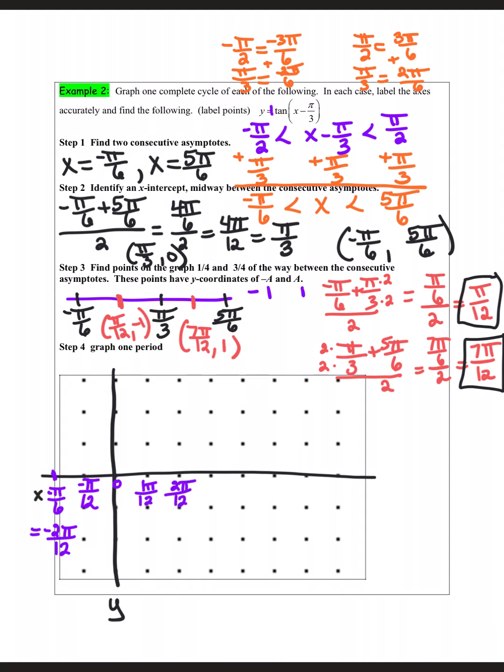And I'm not simplifying my fractions. 3 pi over 12. 4 pi over 12. 5 pi over 12. 6 pi over 12. 7 pi over 12. 8 pi over 12. And technically, if you remember, 5 pi over 6 is equivalent to 10 pi over 12. So I'm going to continue this until I get to 10 pi over 12. So then we have 9 pi over 12 and then 10 pi over 12.